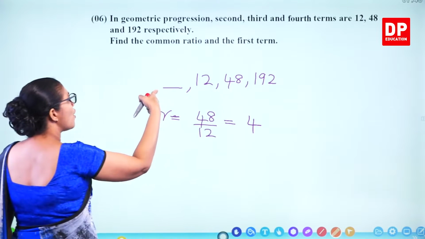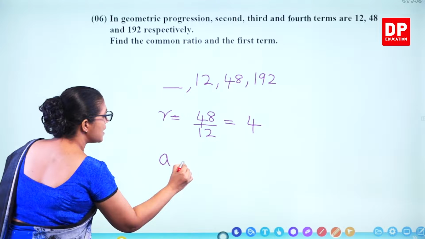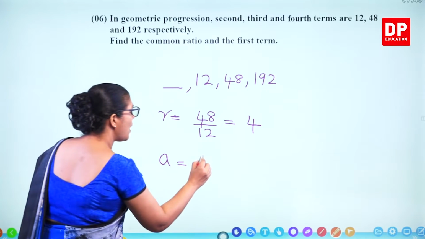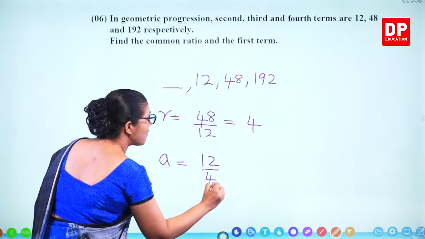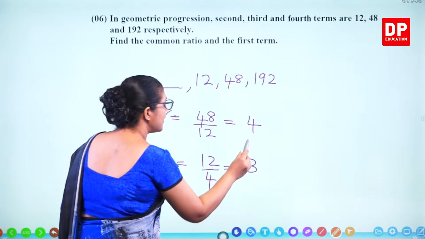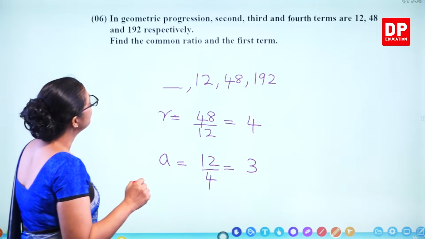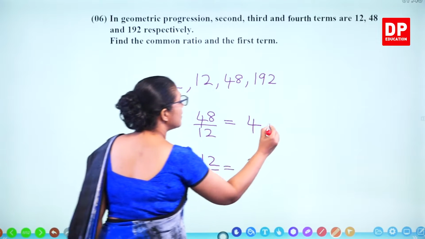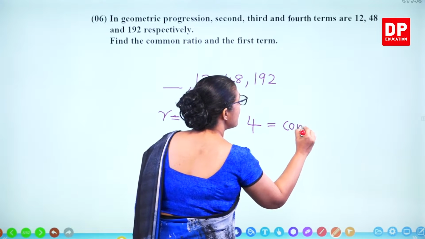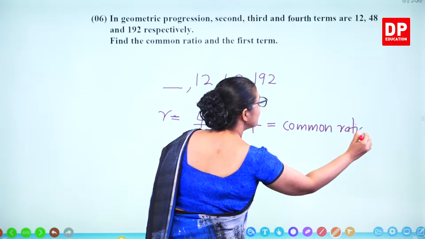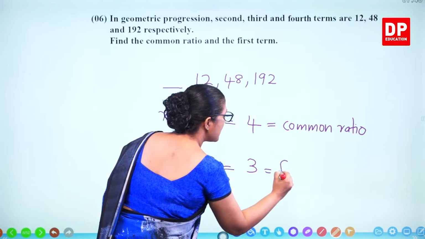So, how do you find the first term? For the first term, we have to do it the opposite way. You have to divide by 4. 12 divided by 4, you get 3. So, the first term is 3, the ratio is 4. So, I'll write down the common ratio and the first term is a.